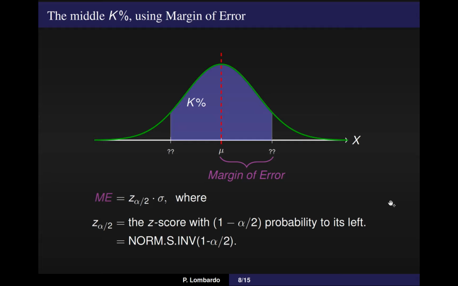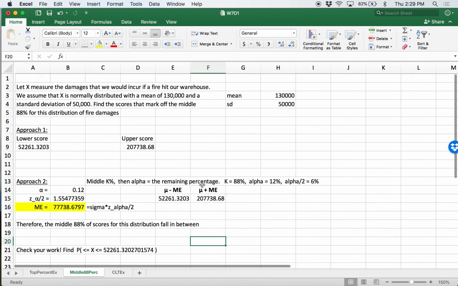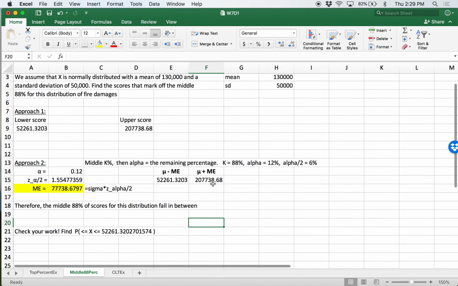So it's really important that you understand and know how to use both of these methods. The margin of error approach is going to shed a lot of light on our confidence intervals that we'll discuss later in the course. And just using norm.inverse furthers your understanding of how the norm.inverse command works and how you can use it to find a bunch of different types of percentiles.